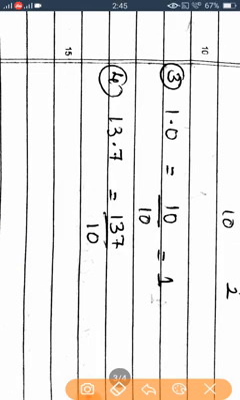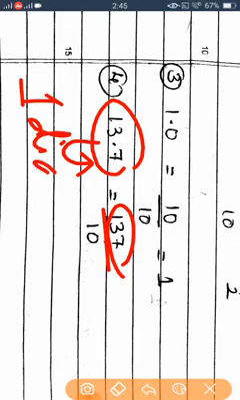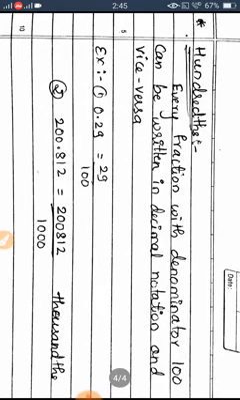Then 13.7. So total 137, you write 137 directly as the numerator. After the decimal how many digits are there? 1 digit is there, means keep the denominator 10. That's all, in a very simple way. Now it is the same for hundredths also. Every fraction with a denominator 100 can be written in decimal notation and vice versa.